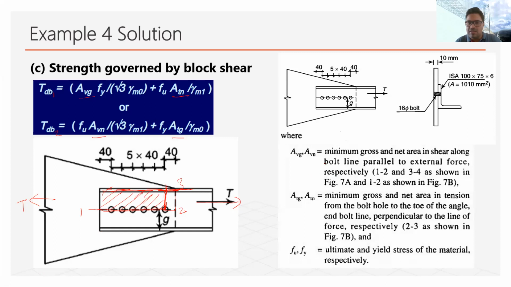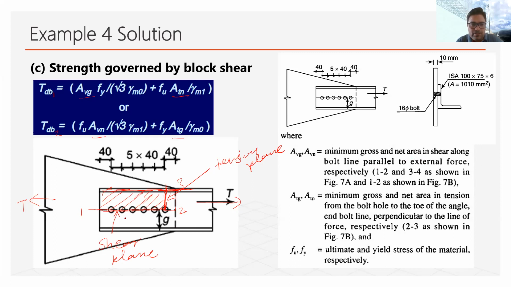Now what is AVG and AVN? It says minimum gross and net area in shear. So along line 1, 2, this is called the shear plane, and along line 2, 3, this is called the tension plane, which means along line 2, 3, the section is in tension. Along line 1, 2, the section is in the shear plane.